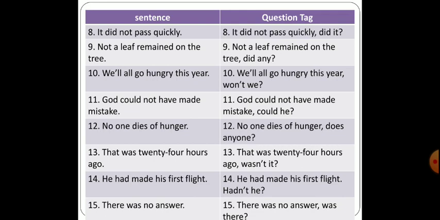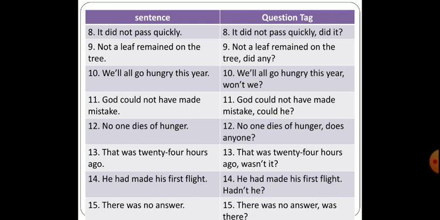12th one, "No one dies of hunger." The question tag will be, "No one dies of hunger, does anyone?" So over here the sentence is negative and you are forming a question tag which is affirmative or positive. 13th one, "That was 24 hours ago." So the question tag would be, "That was 24 hours ago, wasn't it?" Now we use "it" for non-living things, so we have used "it" over here.